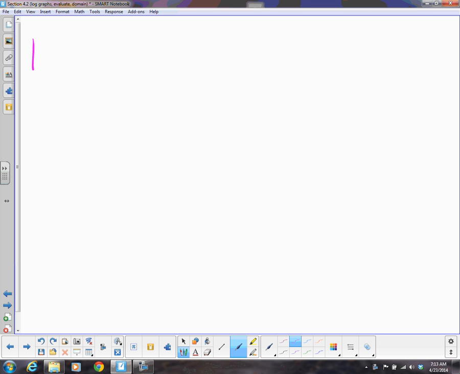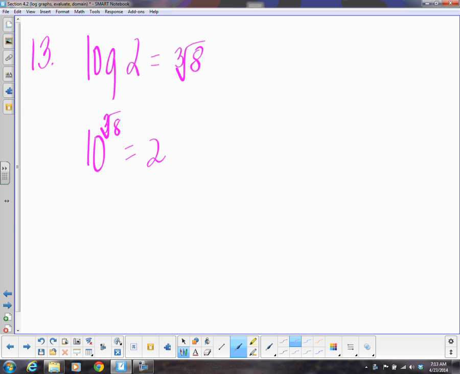What did 13 say? Like this? What was the base? No, it's not. Okay. So were you supposed to rewrite this in exponential form? So that would be 10 to the cube root of 8 equals 2. That doesn't make a whole lot of sense, does it?